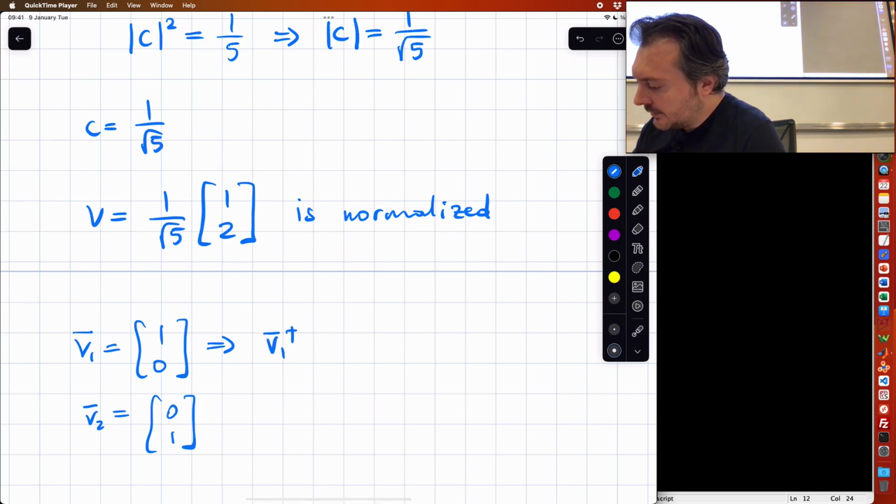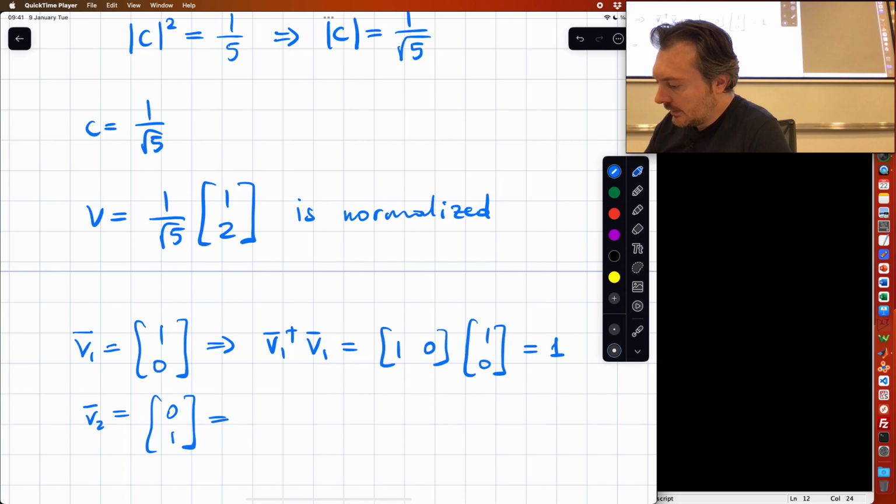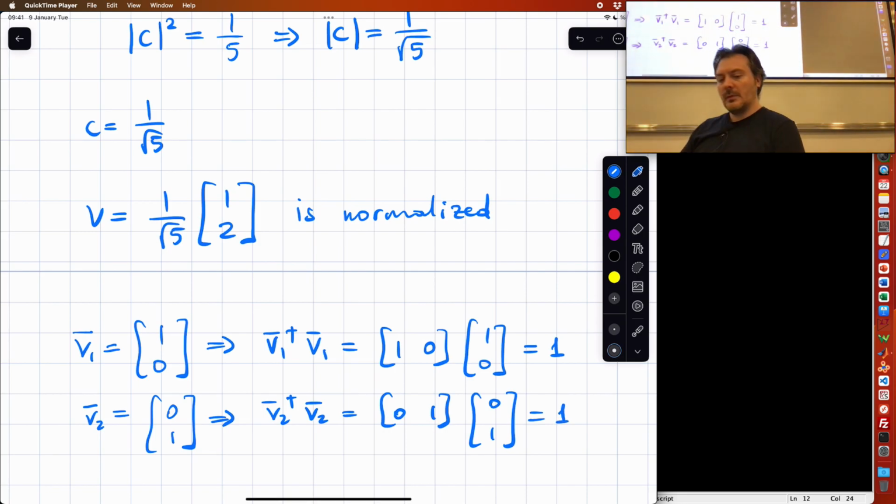Let's see why it is already normal. V1 dagger V1 is 1, 0 times 1, 0, like this, which is 1. And same here, V2 dagger V2 is 0, 1 times 0, 1. Okay? Do you have any questions at this point?